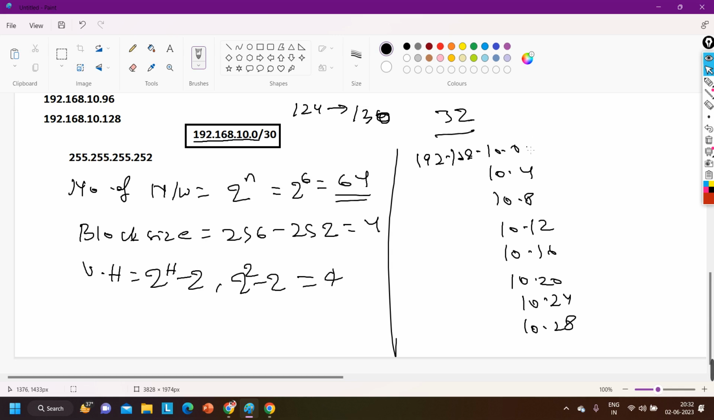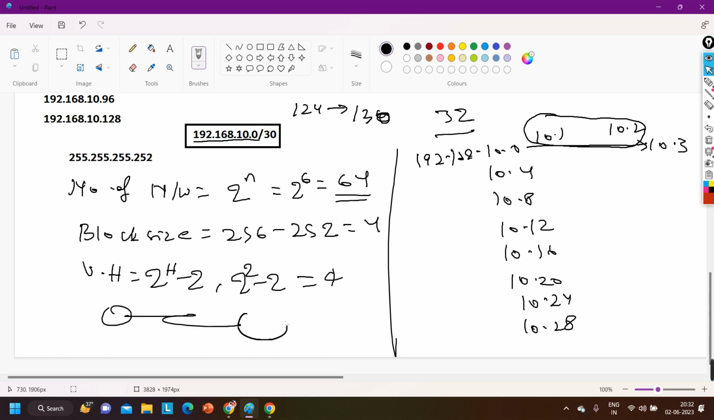If I talk about the last IP address of this network, that will be 10.3. The first valid IP address will be 10.1, and the last valid IP address will be 10.2. So there are only 2 valid IP addresses. Getting me? Whenever we configure IP addresses between 2 routers, I will use /30 because at that time I need only 2 IP addresses.